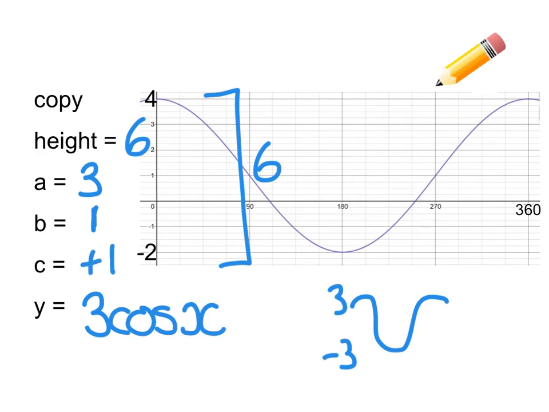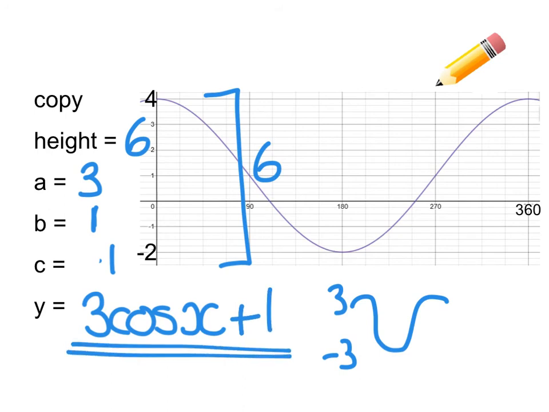So C is really just the value 1. You don't need that plus sign in there. But the plus sign will go there when you write the equation. So y equals 3 cos x plus 1 is the equation of the graph.